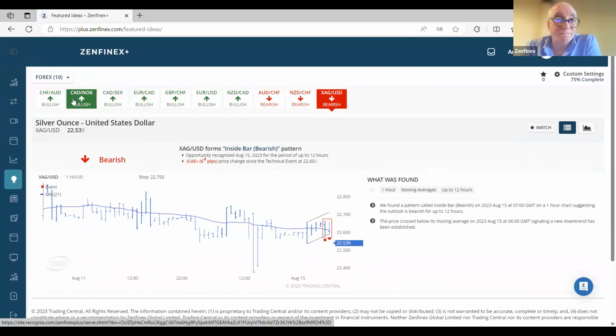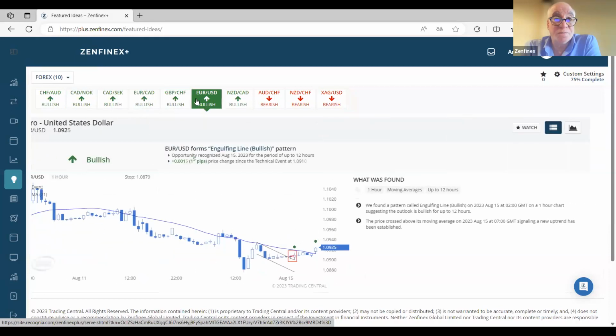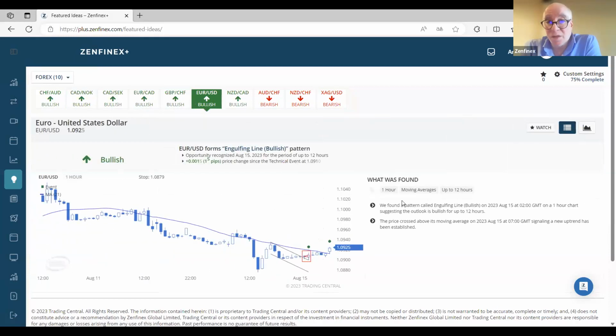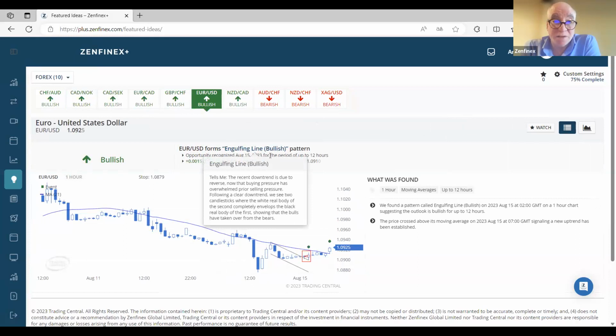For example, here they're looking at, let's look for a major rather than, this is silver. Which one should we look at? Let's look at the euro dollar, bullish, right? So from a 1 hourly chart, they're looking at prices to go up based upon, and I'll read it out as it's written here, euro dollar forms engulfing line bullish pattern. There's a little narrative about what that means.